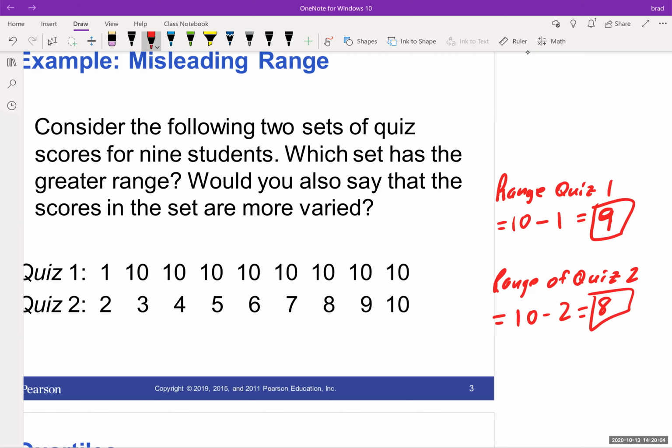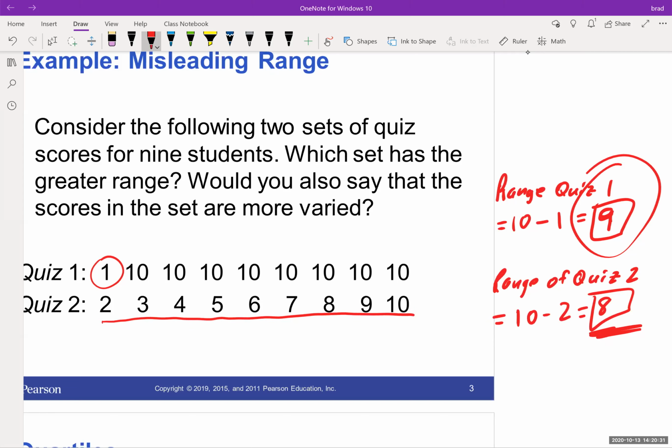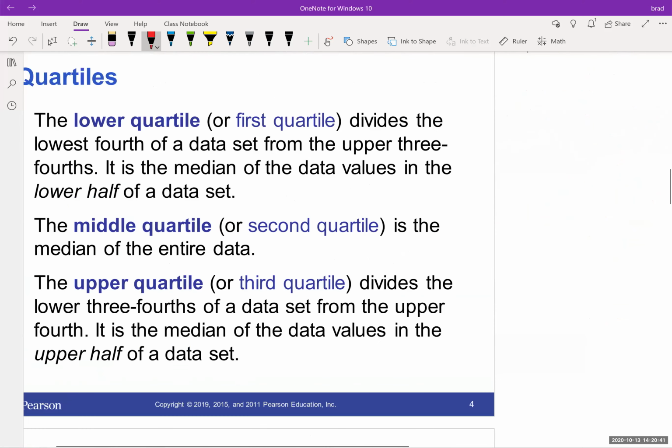So now you might think, well, quiz 1 has the greater range, so the data is more varied. But you can see, obviously, that 1 is an outlier in quiz 1 because every other score was a 10. If you go into quiz 1, what would you expect your score to be? You would expect 10. So the data is definitely not varied. It's all 10. However, in quiz 2 there's a lot of variation in the data, but the range is smaller. That's how people sometimes misuse range: they incorrectly think that the greater the range, the more spread out or varied the data is.